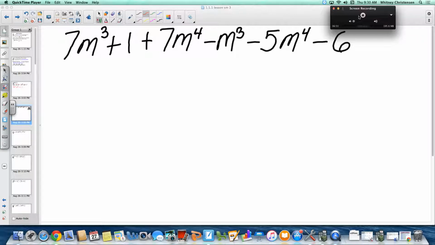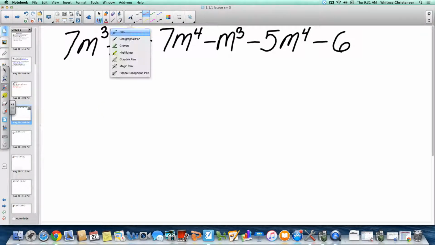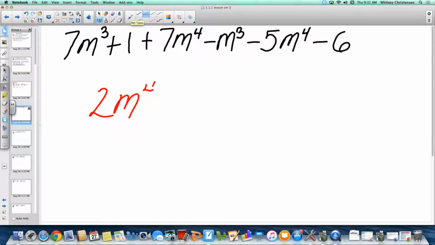Okay, let's go through this one. What's my highest degree? 4. So let's look at all the 4's and combine them. So we have 7n to the 4th, and then we have a negative 5n to the 4th. So we can combine those. Those are like terms. If you have 7n to the 4th and you're subtracting 5n to the 4th, how many n to the 4th do we have? 2n to the 4th. How many got that? Correct. We just took care of n to the 4th.